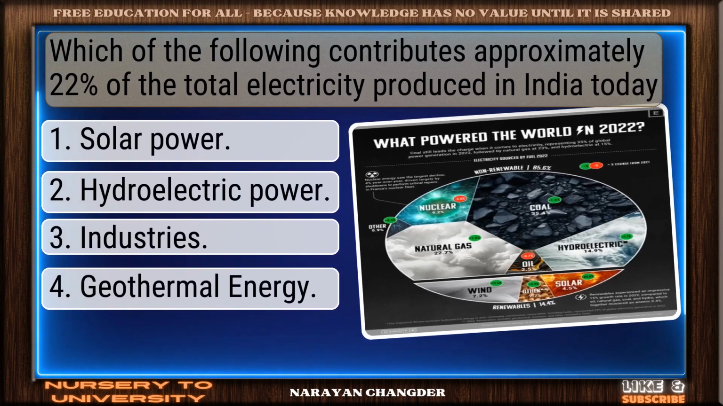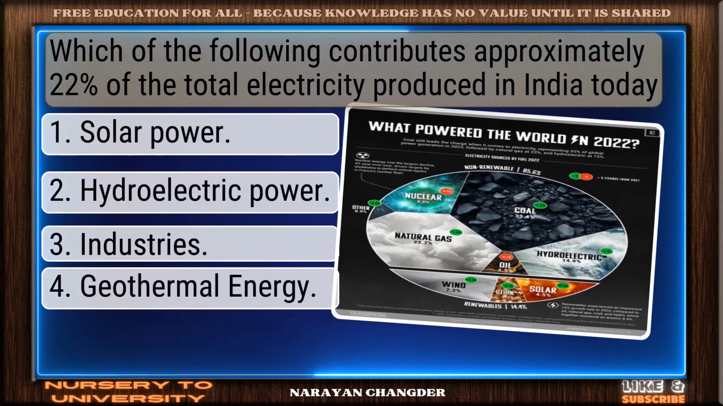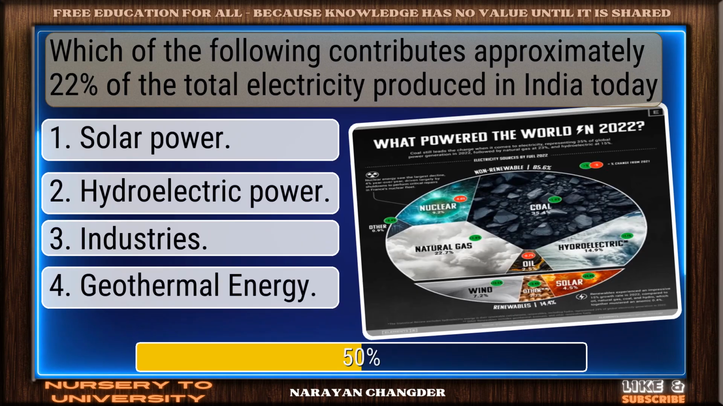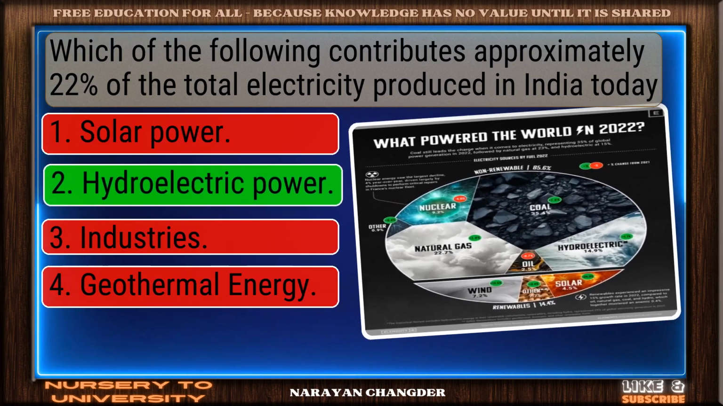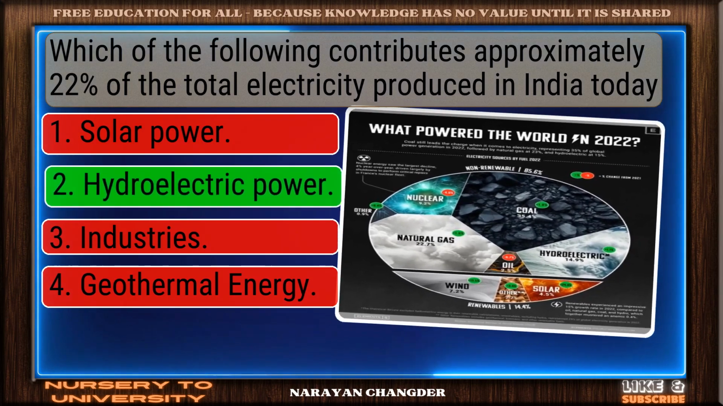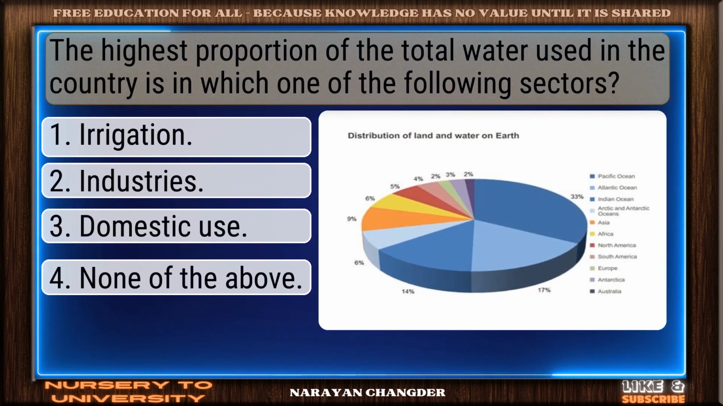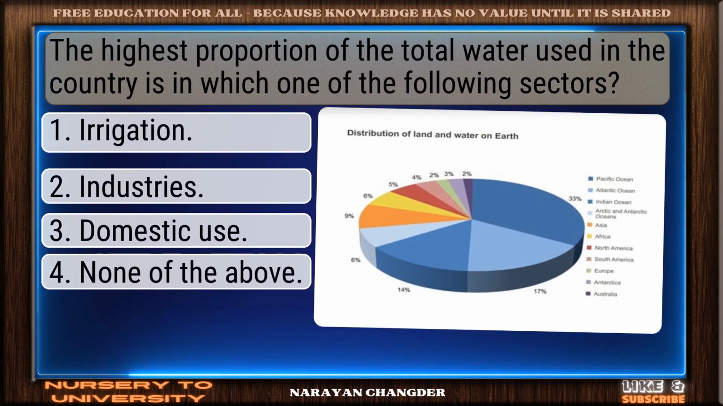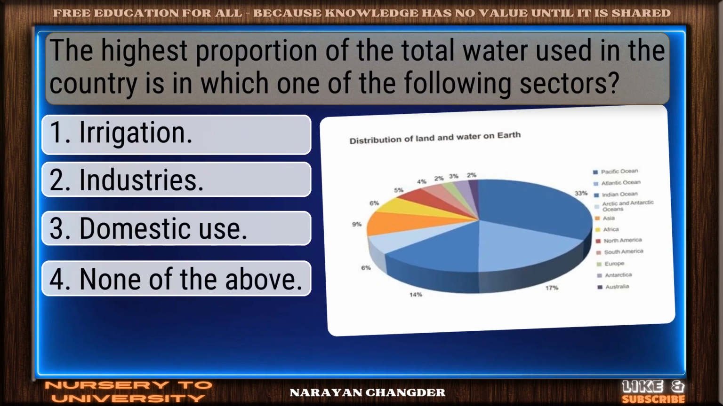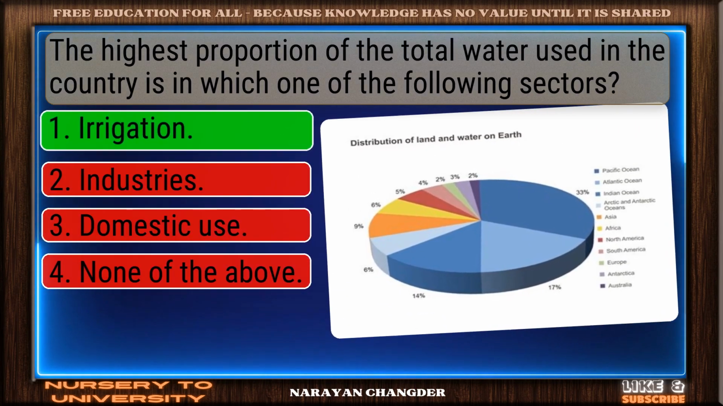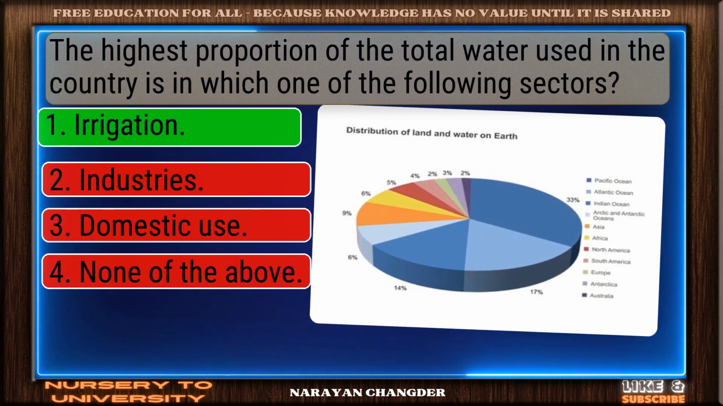Which of the following contributes approximately 22% of the total electricity produced in India today? Smart move. Hydroelectric power is the accurate answer. The highest proportion of the total water used in the country is in which one of the following sectors? Well done. Irrigation is right.